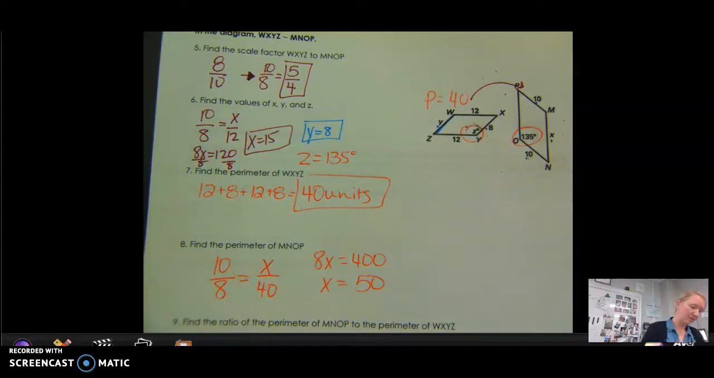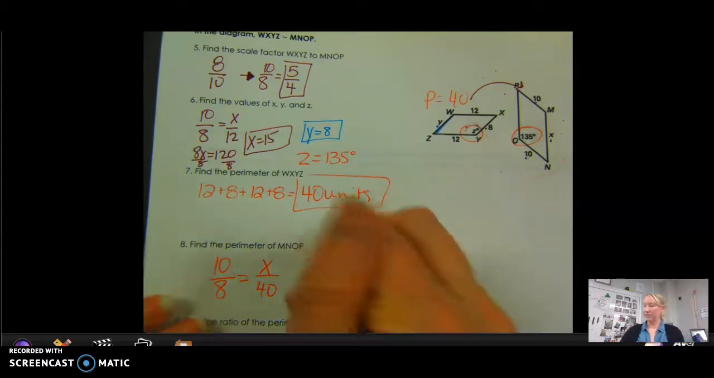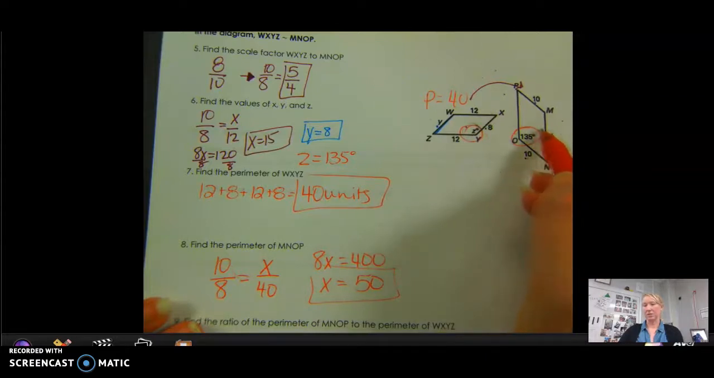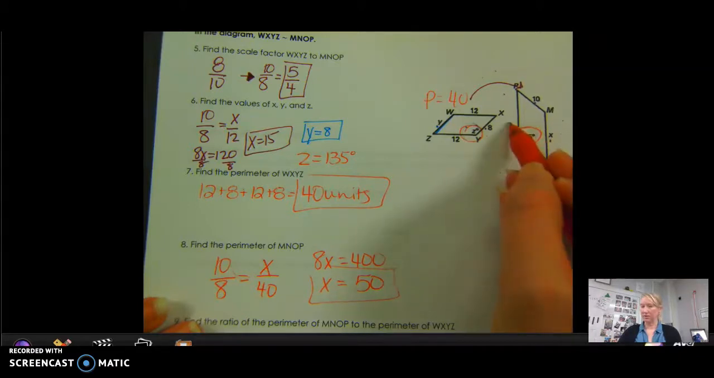Right? Let me just make sure. Yep, 50. Which makes sense because this guy is bigger than this guy, so this guy's perimeter should be bigger. We also know that this is 10, this is 10. We found earlier that x was 15. So 15 and 15 make 30. 30 plus 10 is 40. 40 plus 10 is 50.